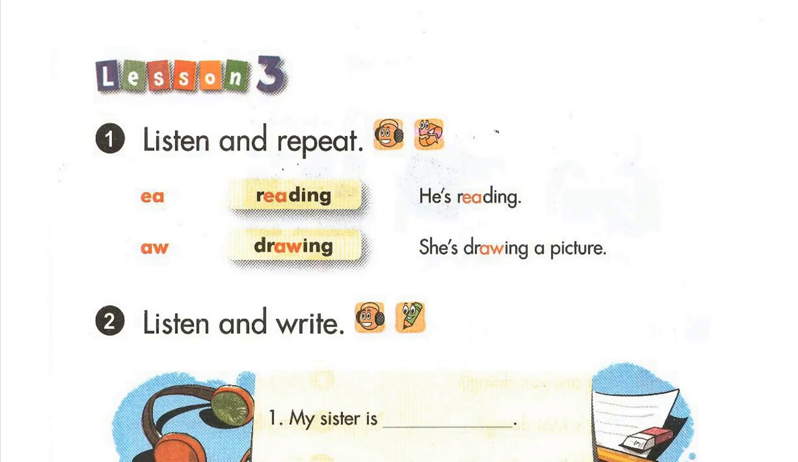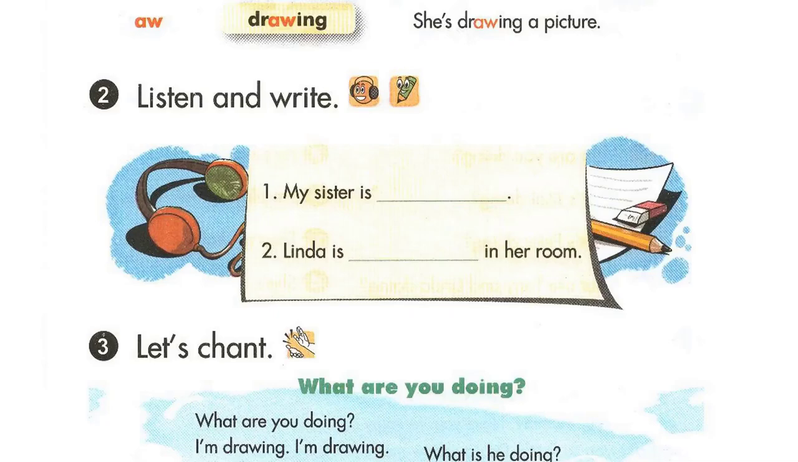Page 56. Lesson 3. Activity 1. Listen and repeat. Reading. He's reading. Drawing. She's drawing a picture. Page 56. Lesson 3. Activity 2. Listen and write. 1. My sister is reading. 2. Linda is drawing in her room.